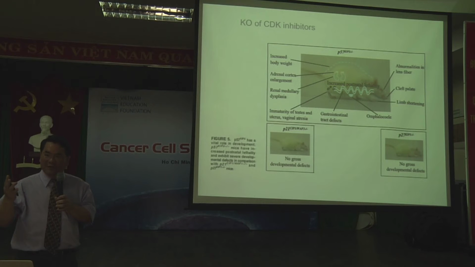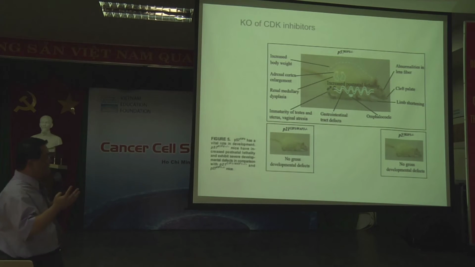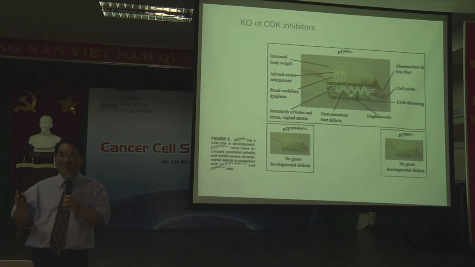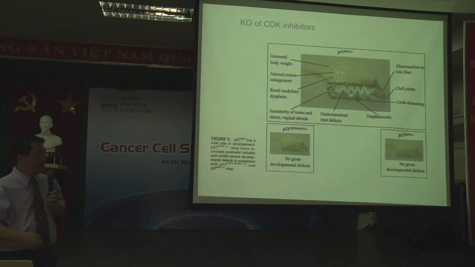Again, we want to understand the biological function of these CKIs, and many knockout strategies have been used to understand more of their biological function. Knockouts of P21 and P27 have been done. But interestingly enough, just like some of the CDK knockouts, P21 knockout shows no growth defect, which suggests P21's biological function could be replaced. P27 knockout, again, shows no growth defect.